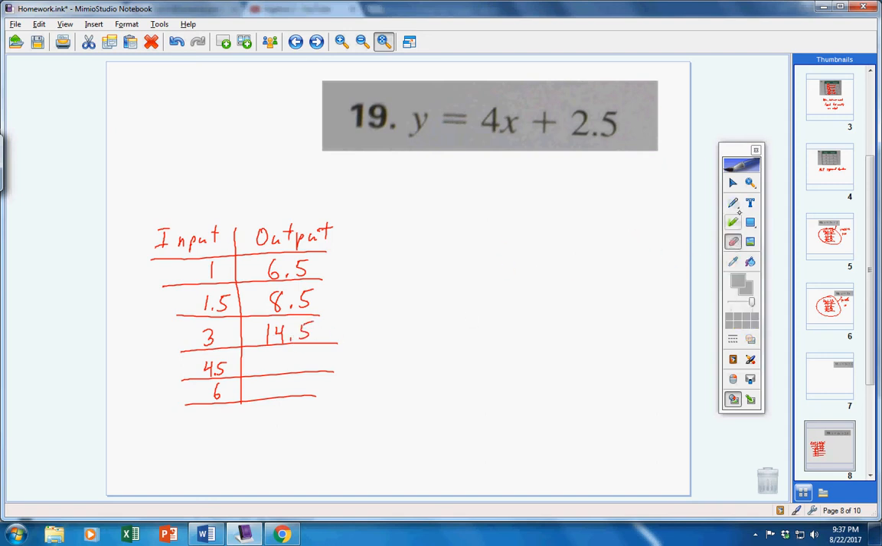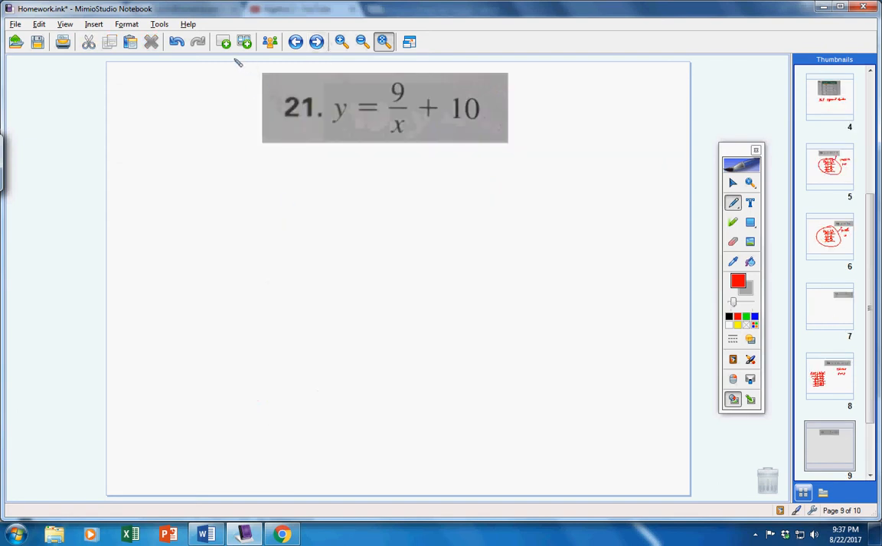Alright, now we're going to substitute 4.5 in, so 4 times 4.5 plus 2.5, so here we go. 4.5 times 4 would be 20, carry a 2, 18.0. Okay, so 18 plus 2.5 would be 20.5. And then lastly, we're going to substitute 6 in for x right here. So 4 times 6 plus 2.5, that would be 24 plus 2.5, which would be 26.5. Okay, I hope that helps.